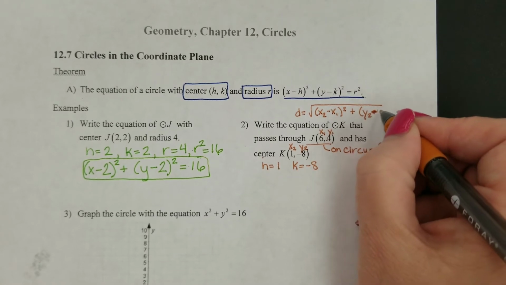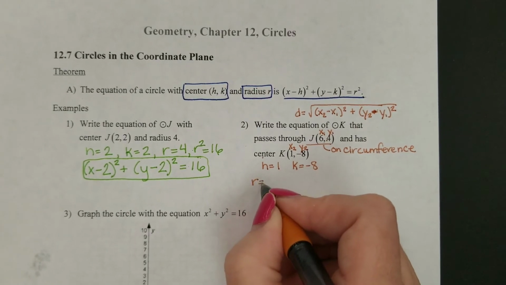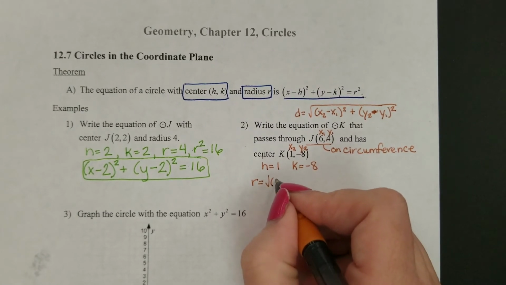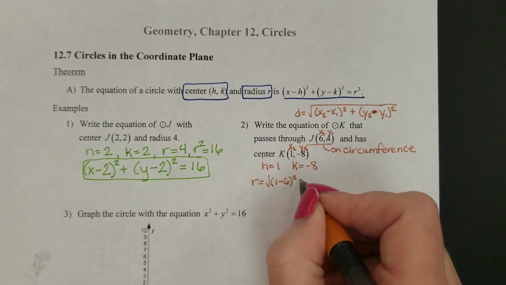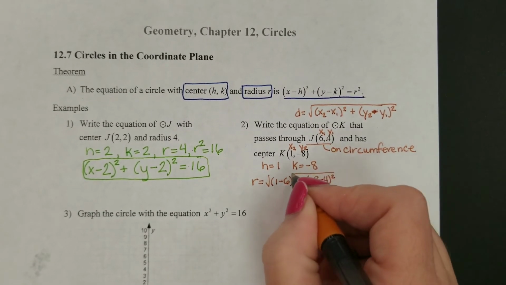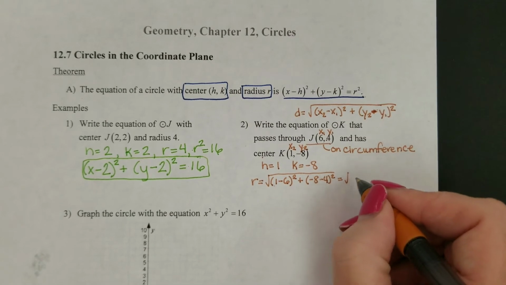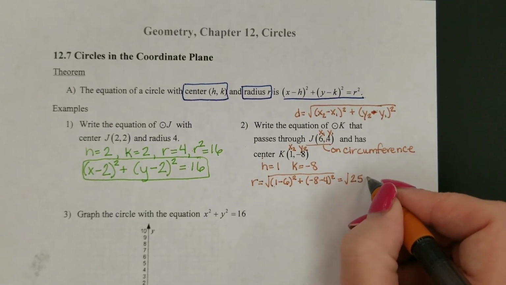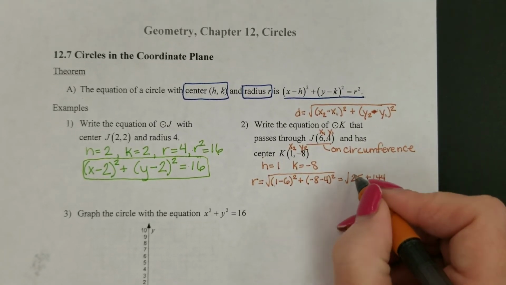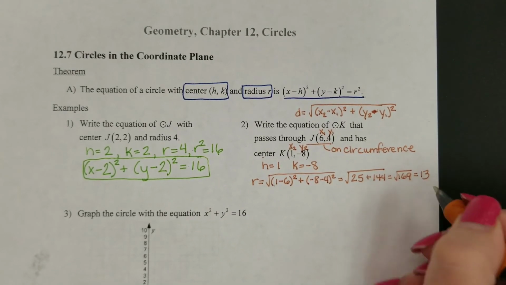Oops, that's minus y1. So I'm going to do that. So my radius, because that's the distance from the center to the edge of the circle, is going to equal the square root of (1 minus 6) squared plus (negative 8 minus 4) squared. Well, 1 minus 6 is negative 5, and negative 5 squared is 25. Negative 8 minus 4 is negative 12. Negative 12 squared is 144. So that's the square root of 169, or 13.